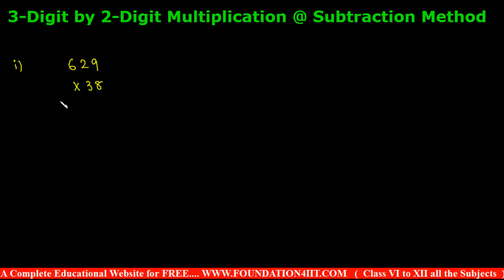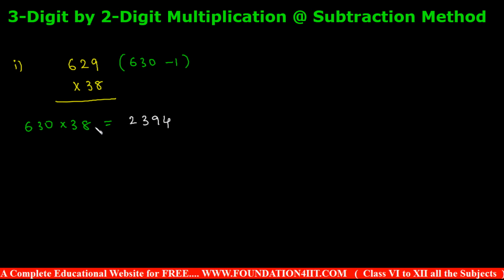For example, this is multiplied with 38. So 629, we can make 630 minus 1. You can imagine in your mind that 629 is 630 minus 1. So with 630 we first multiply 38. 630 multiplied by 38 means just 63 into 38, because you can attach the 0. You have already learned this perfectly, right? It's 2 digit by 2 digit multiplication. So 63 into 38, if you apply that concept, we will get 2394.